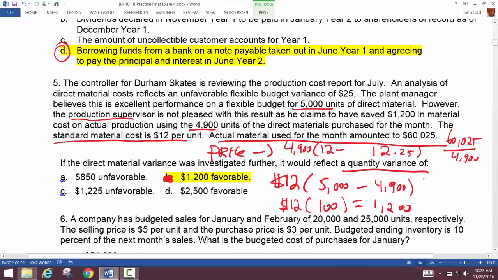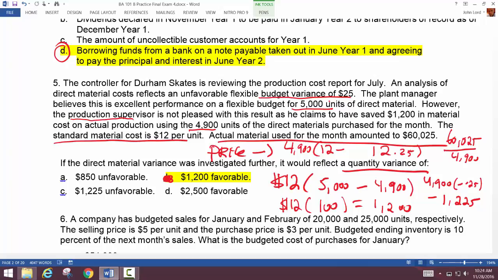And so 4,900 times a negative 0.25 gives me what? Negative 1,225. Okay. So what was happening? This guy was looking at this overall variance of $25, which remember when we said, hey, if you look at the overall variance, the difference between the budget and the actual, you're mixing apples and oranges. Remember back then when we said because you're combining both price and activity levels that are involved there.